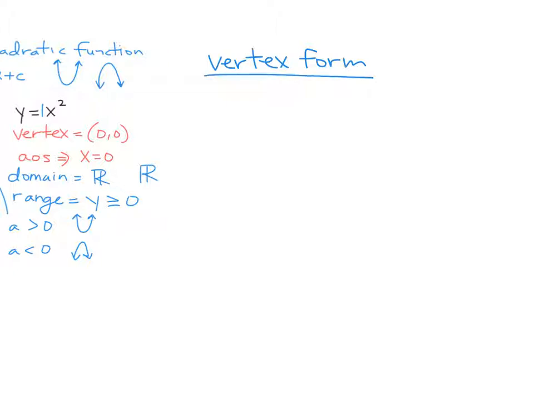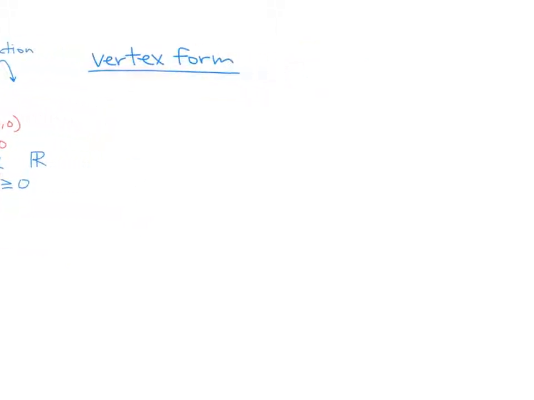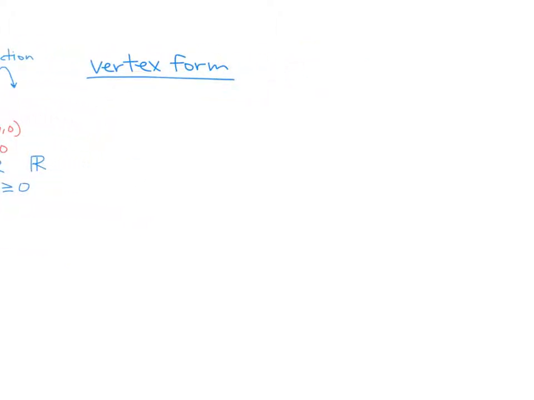This one should look really familiar to you because we did this with absolute value. Now we're just doing it with the quadratic. So vertex form looks like this: y equals a times (x minus h) squared plus k, as long as a isn't 0.